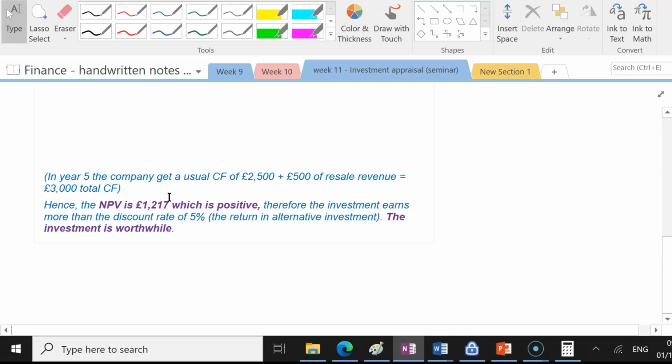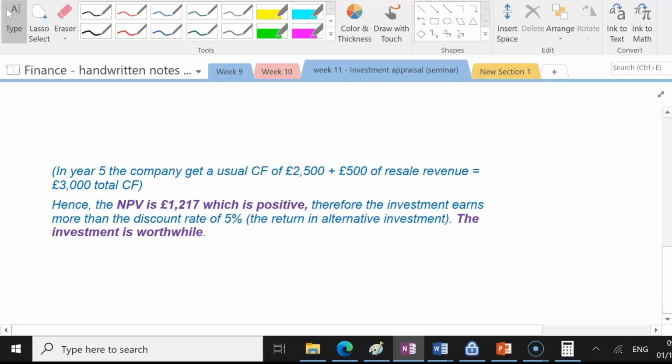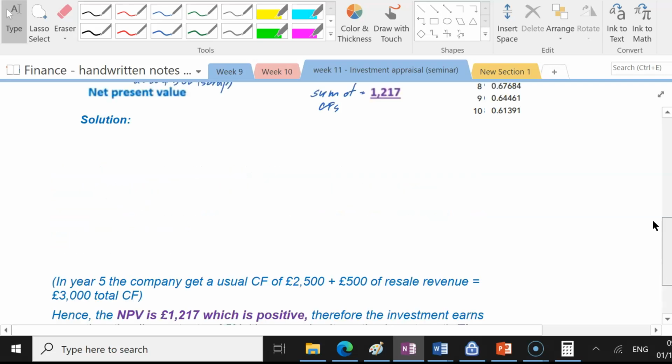And next, because this is positive, it implies that we should go ahead with this particular project. It will increase our wealth by £1,200 compared to an alternative investment. It will not increase necessarily our bank account by this amount, but it will make us better off compared to our next best alternative. The best thing we can do is invest at the bank account at 5%. But this project will make us wealthier. That is why we should go ahead. It's preferable, right? This investment is worthwhile. Got the idea?